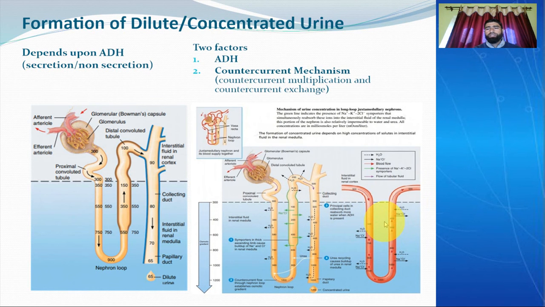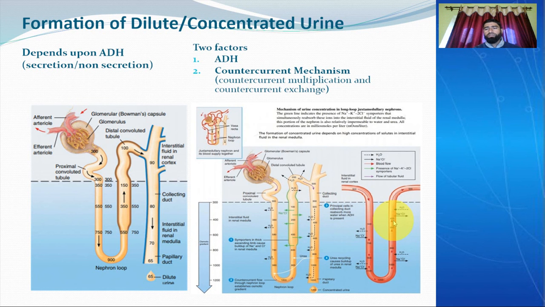Countercurrent exchange, actually, is in the vasa recta portion, the peritubular capillary network surrounding this loop of Henle. It is called vasa recta. Vasa recta has also been shown here. Vasa recta also consists of a descending limb and an ascending limb. Countercurrent flow also happens here. In one limb you see the flow is descending, and in the opposite limb it shows ascending.